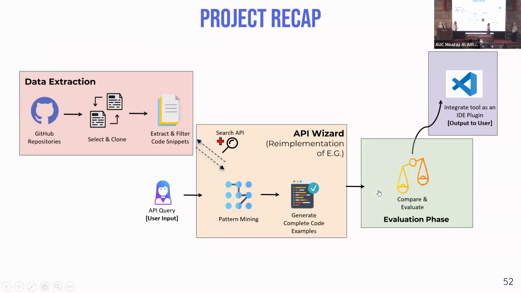Okay, here's a summary of the pipeline of our project. We started with data extraction, and then moved into the implementation of our tool, API Wizard. Next, we evaluated API Wizard by comparing it with PyAroma. And finally, we integrated it into VS Code as an IDE plugin. And that's it. Thank you.